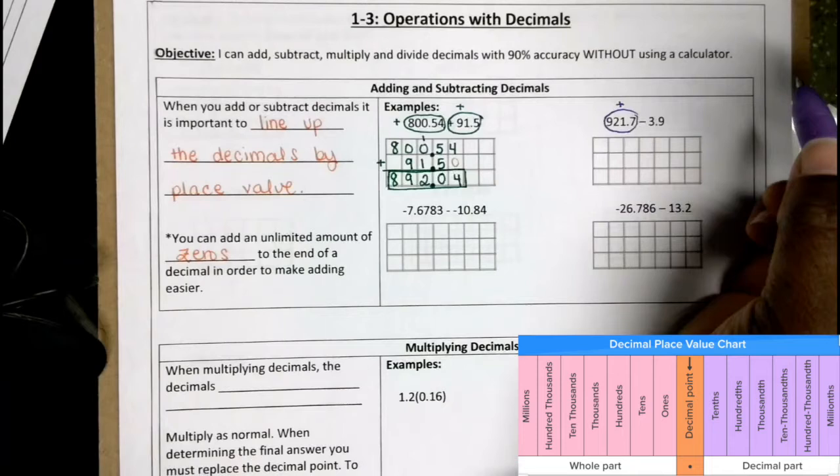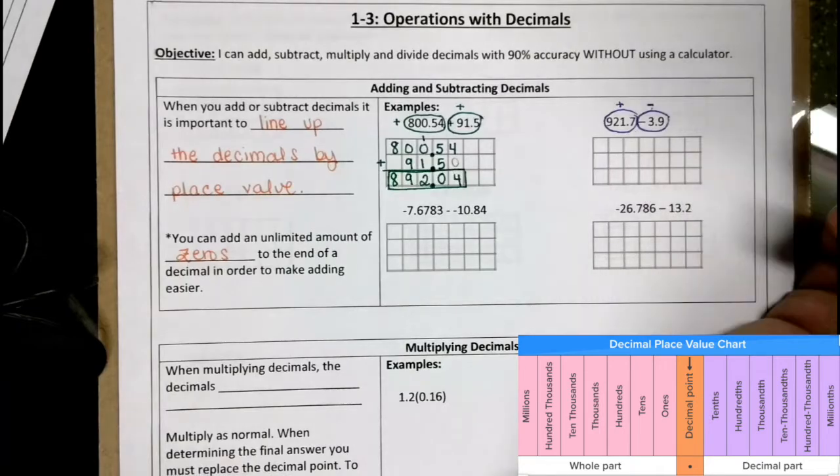I apologize that we missed a clip here, but as you can see, I added the numbers together and we came up with a sum of 892 and 4 hundredths.